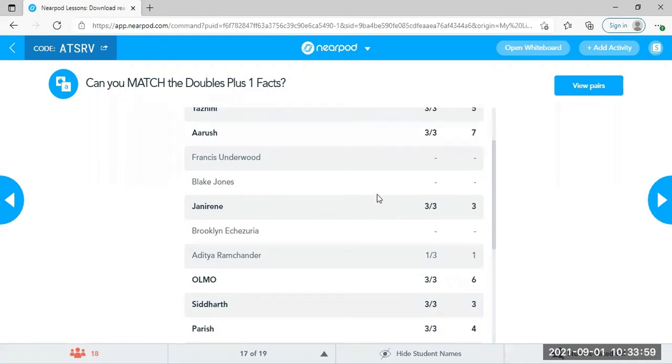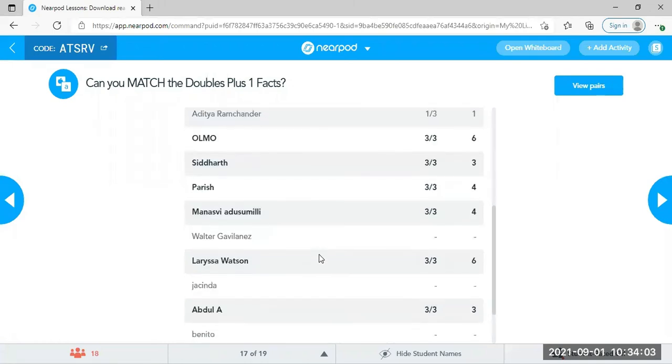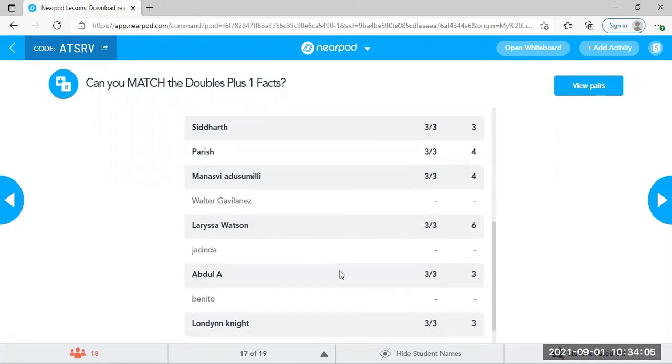Whoa, Almo got it. Siddharth got it. Manasvi got it. Who else? Larissa. Yes.